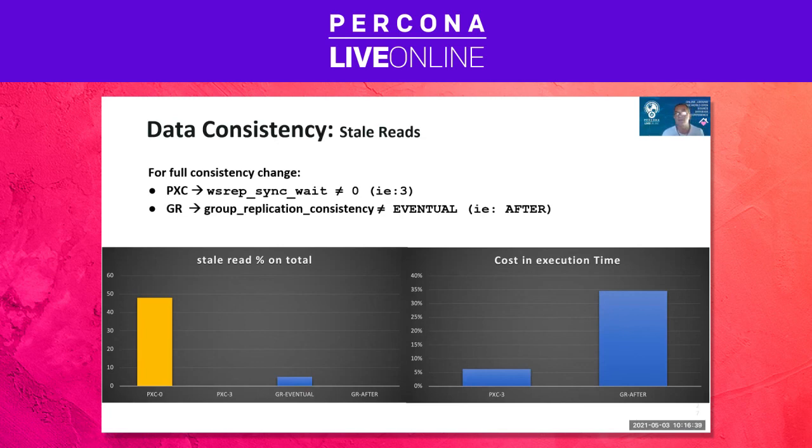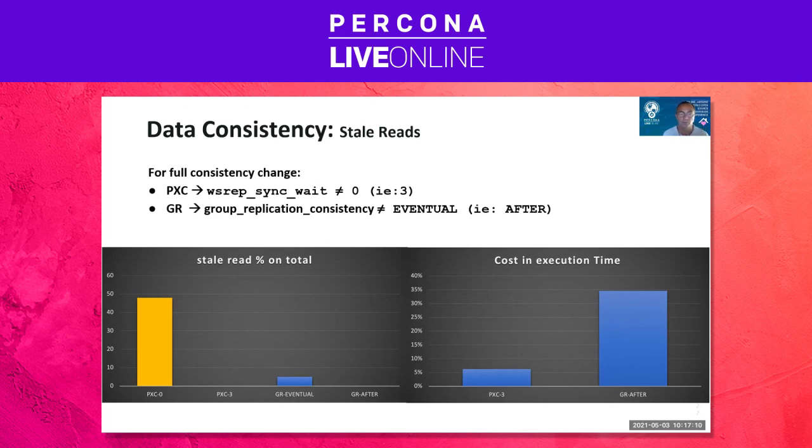Now, of course, if you instead set the parameters to enforce consistent reads, you have zero on both solutions, right? It just changes wsrep_sync_wait or changes group_replication_consistency. Boom, perfect, nothing happened.